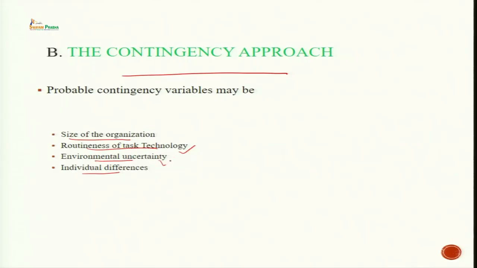The third factor that affects the organization is environmental uncertainty. As I just mentioned, if the environment is highly volatile and dynamic, in certain situations the existing strategies will not be effective. So, we need to modify the strategies based on the kind of environmental uncertainty that the organization is facing.